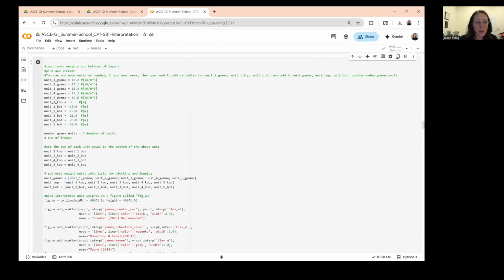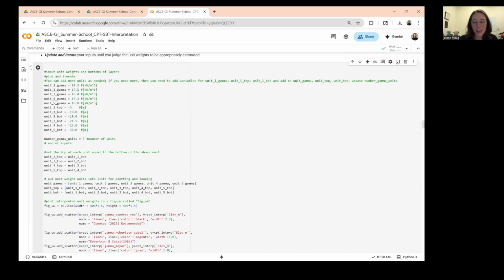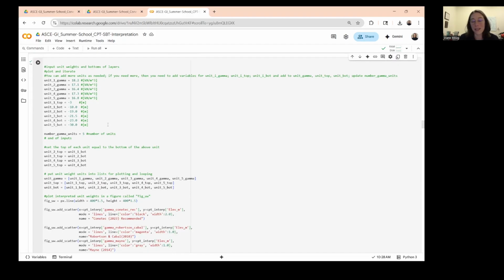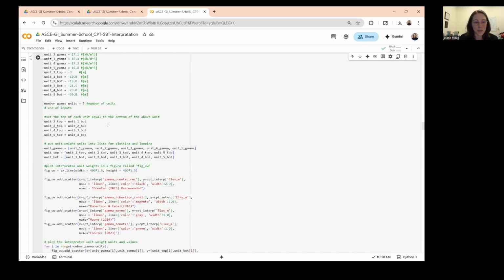So those inputs go up here, where if you want to change the value of the unit weight, the top and bottom of it, you can do that. You can also add more units if you think that it's better suited with 6 or 7 unit weights as opposed to 5, as I've shown.